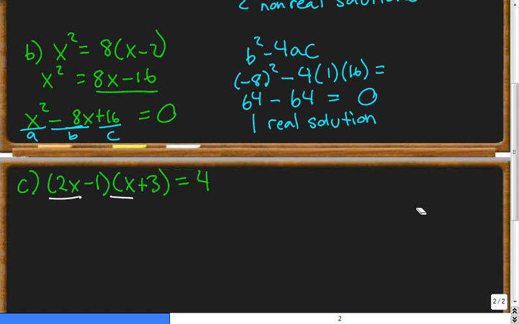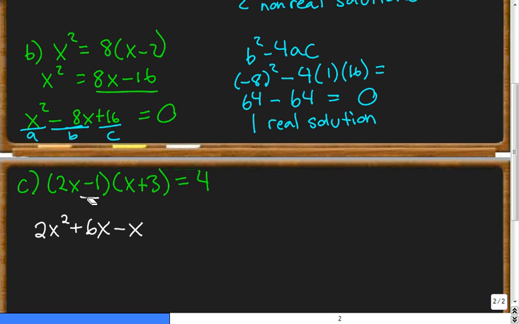And so what we need to do here is we do our first terms, which is going to be 2x times x. 2x times x makes 2x squared. The 2 remains, the x times the x stacks to make 2x squared. Then we do outside, which is going to be 3 times 2x, which makes a positive 6x. We then do the inside, which is negative 1 times x, which makes a negative x.